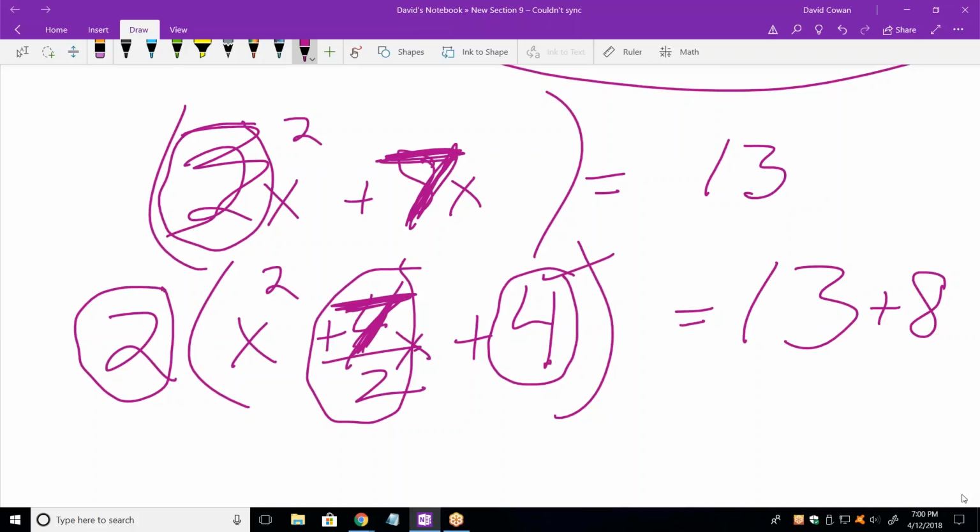Gotcha. That makes sense. And that should cover you for completing the square. That's really as complicated as it ever gets, is when you factor out a coefficient. Okay, cool.